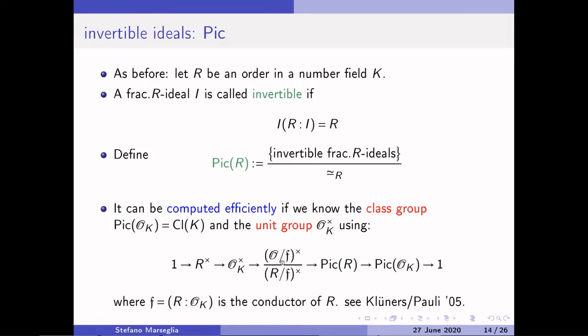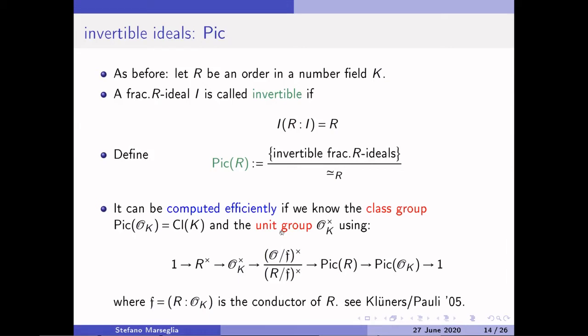Then we have this ray class group, or I don't know how they're called, this O modulo the conductor of the order R, and then you take units, and then the same for R over S. Then next there is the Picard group of R that we are interested in, and in the end there is the class group of K. So we always have a surjection of the Picard group onto the class group. And Klüners and Pauli in 2005 explained how to efficiently compute the term in the middle.